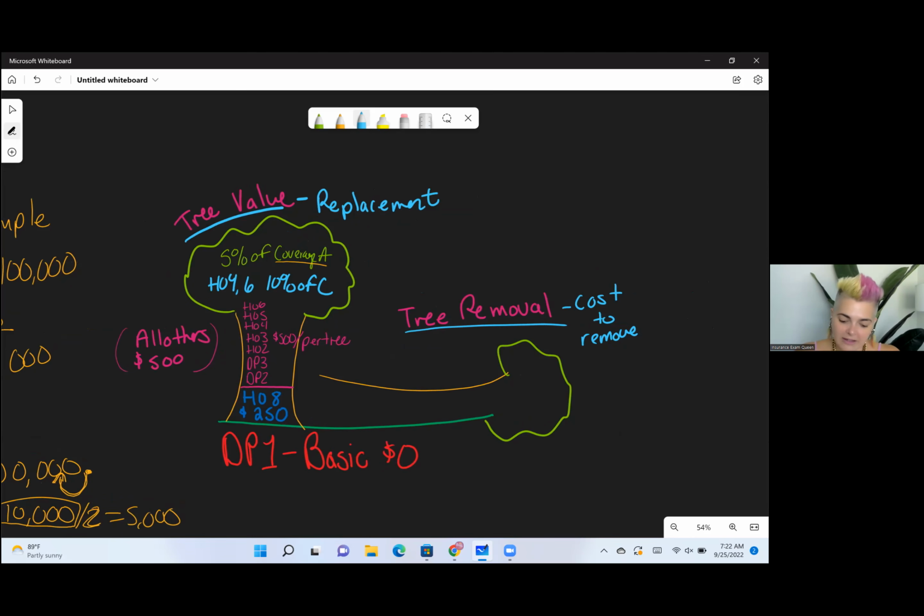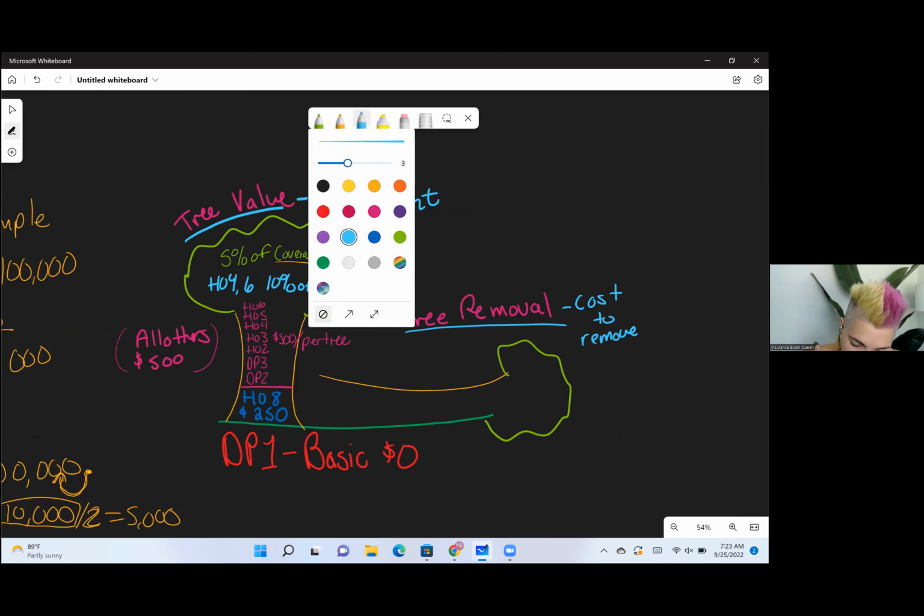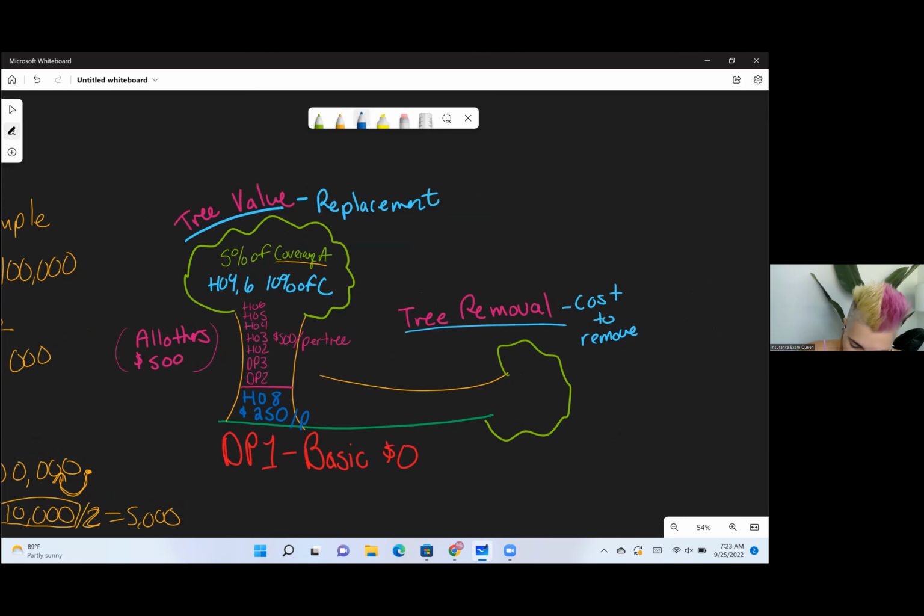Okay. So again, this is about tree value replacement. On a DP1, it's $0, no tree coverage on a DP1. An HO8 will give you $250 per tree. So remember, that's per tree. And then all other policies, a DP2, DP3, HO2, HO3, HO4, HO5, HO6, are $500 per tree. And then for all the trees together, can you have 1,000,000 trees at 500 each? No. So they limit it to 5% of coverage A on all regular policies, and on an HO4 and an HO6, they do 10% of C, and that is for replacement.